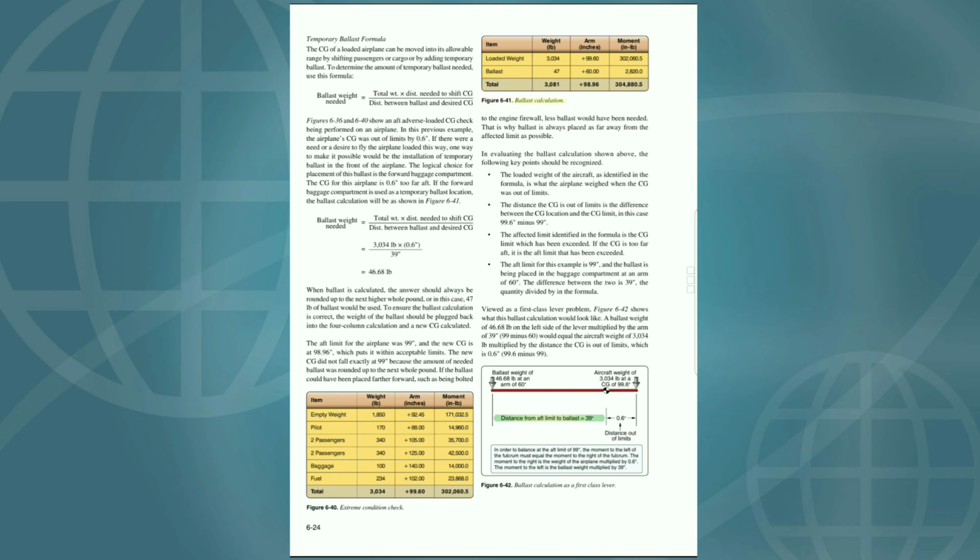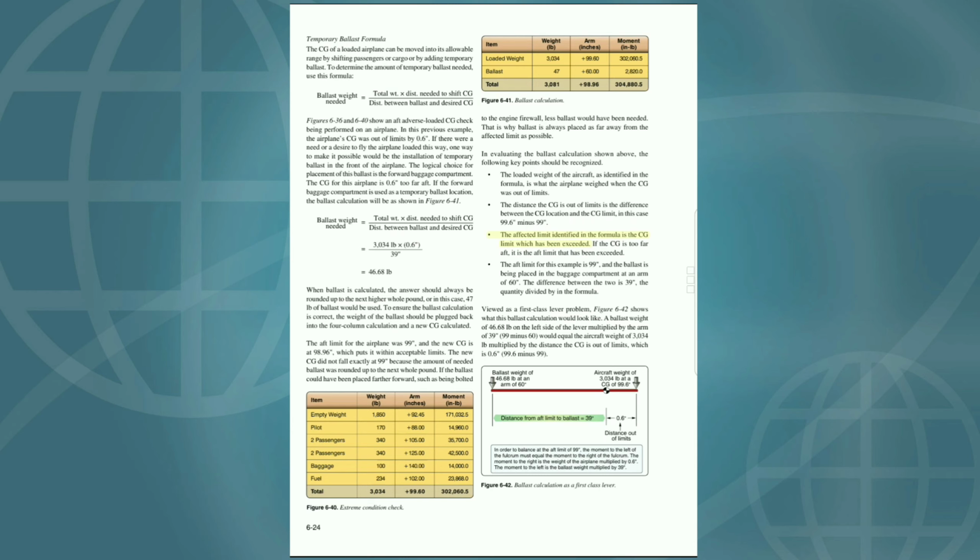Ballast calculation. If the ballast were placed closer to the engine firewall, less ballast would have been needed. That is why ballast is always placed as far away from the affected limit as possible. In evaluating the ballast calculation shown above, the following key points should be recognized. The loaded weight of the aircraft, as identified in the formula, is what the airplane weighed when the CG was out of limits. The distance the CG is out of limits is the difference between the CG location and the CG limit, in this case 99.6 minus 99.